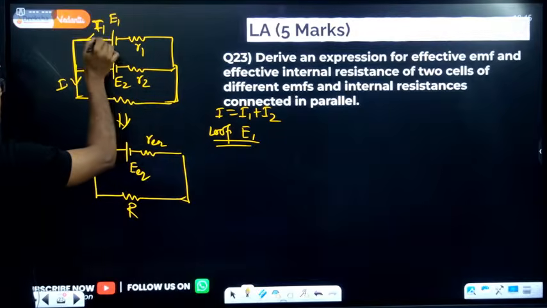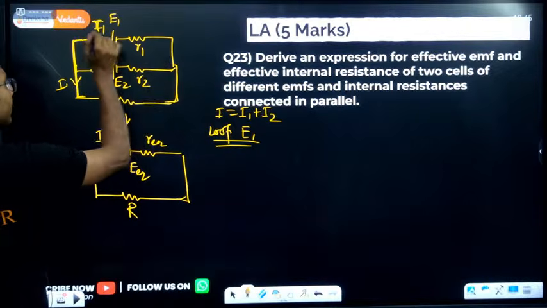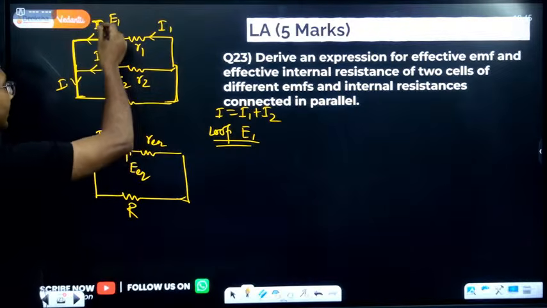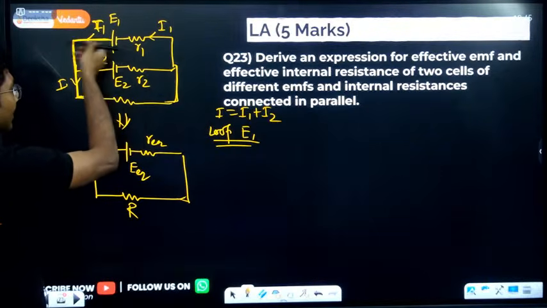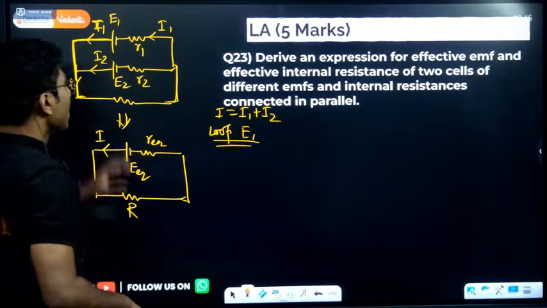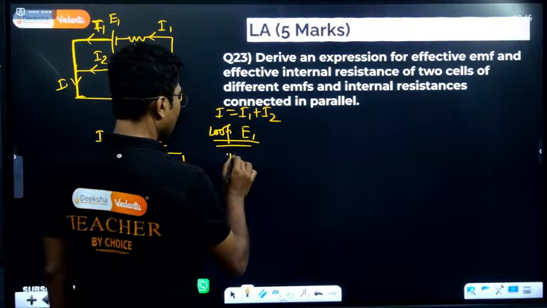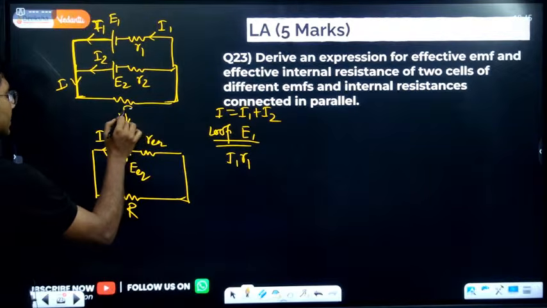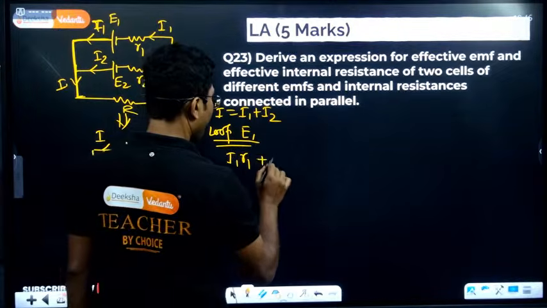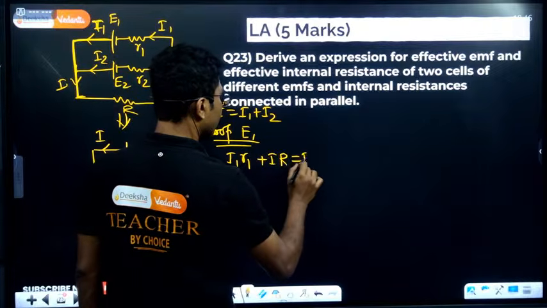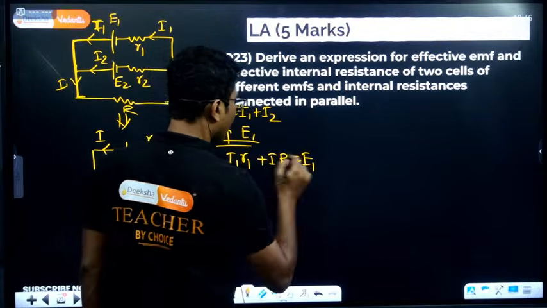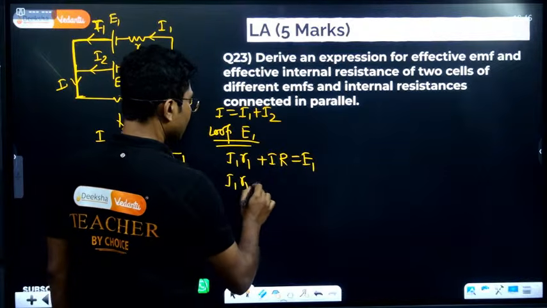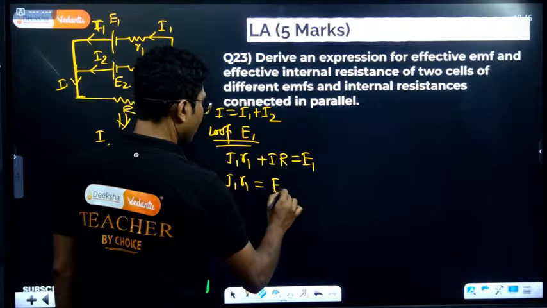Kirchhoff's law means this loop is one loop. Whatever current is entering, the same current has to exit. So I1 is coming out, so I1 must also go back. For this resistance, I1 R1, and for this capital R resistance, it will be I into R, and that should equal the given EMF, which is E1. So I1 R1 equals E1 minus IR.